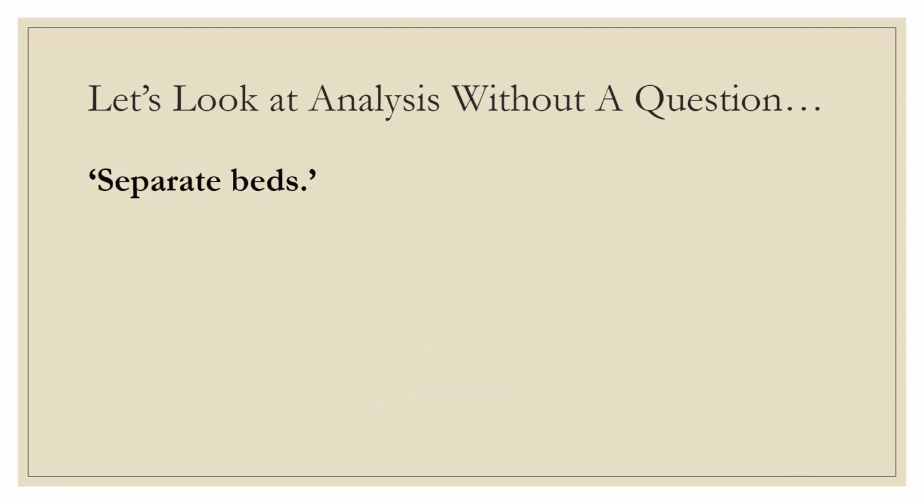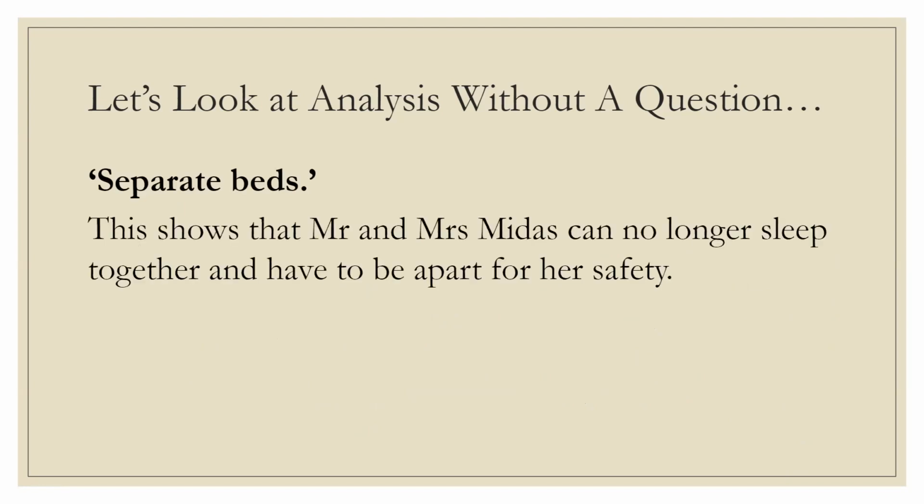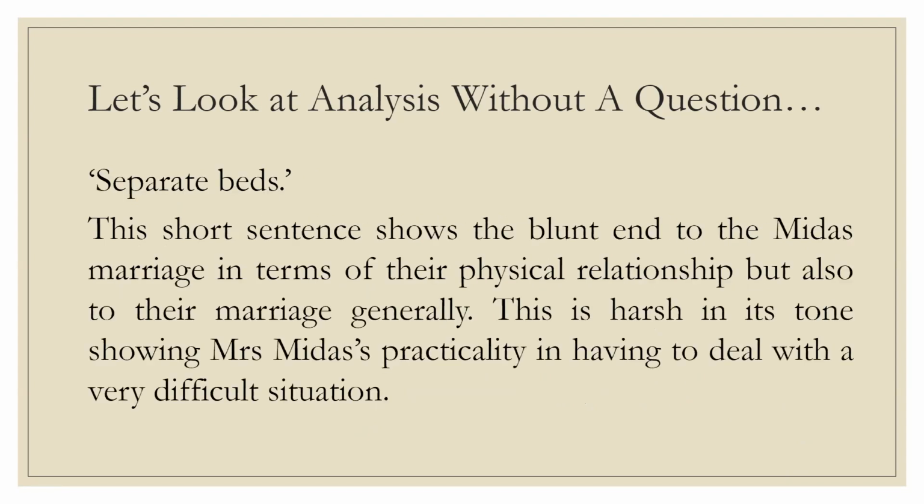Okay, let's move on to Mrs. Midas then. So this shows Mr. and Mrs. Midas can no longer sleep together and have to be apart for safety. Yeah, it's fine. It's very National 5 though. Okay, so we get a mark at National 5. But even then, ideally you should be talking about the techniques in it. Short sentence shows the blunt end to the Midas marriage in terms of their physical relationship, but also to their marriage generally. This is harsh in its tone, showing Mrs. Midas's practicality in having to deal with a difficult situation. Now, again, I've made 2 comments. I would say it's more of a 1-point thing. I feel more could be done with the short sentence thing, but again, it shows you this is a very sort of common response where neither technique is fully committed to.